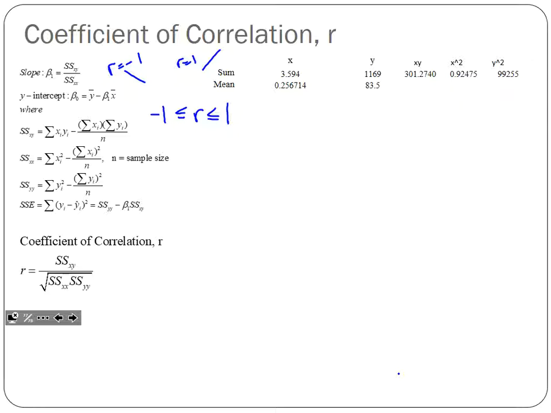Okay, so we have these numbers already. 1.175 divided by the square root of 0.00211 times 1643.5. What I got was 0.63, around there. 0.63 is actually a pretty decent correlation coefficient. It's positive, which tells me that we have a positive value here. We have a positive slope, which is what we did find.